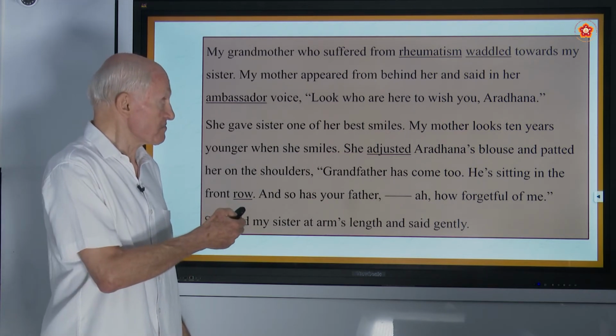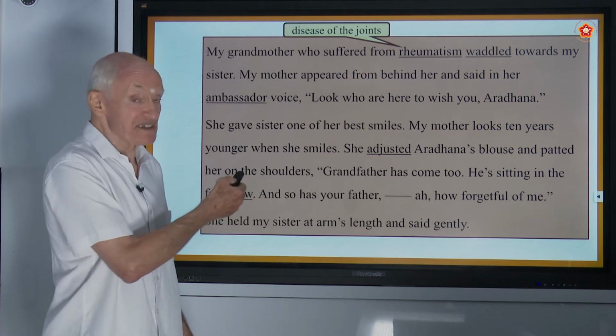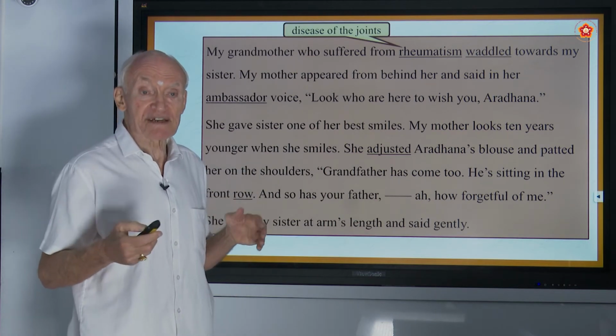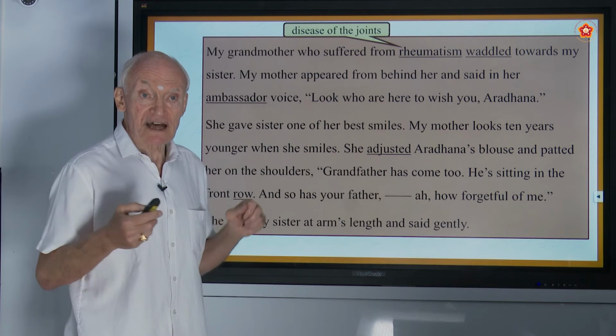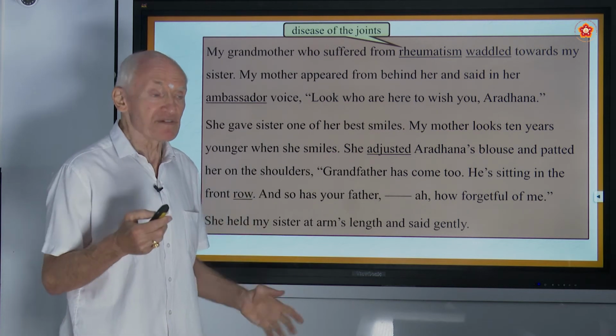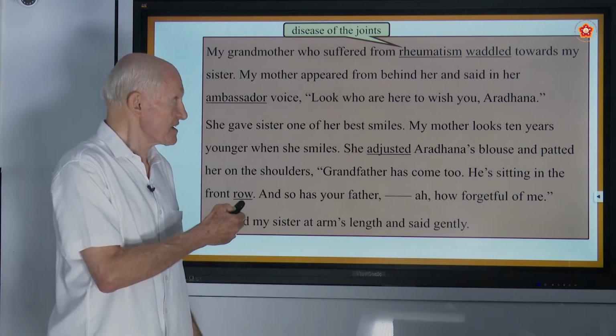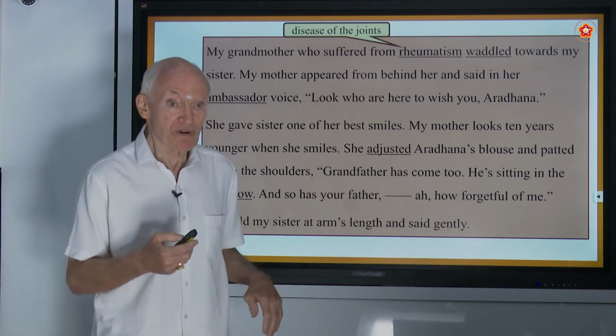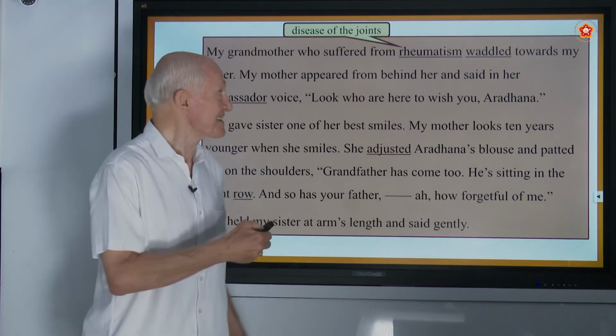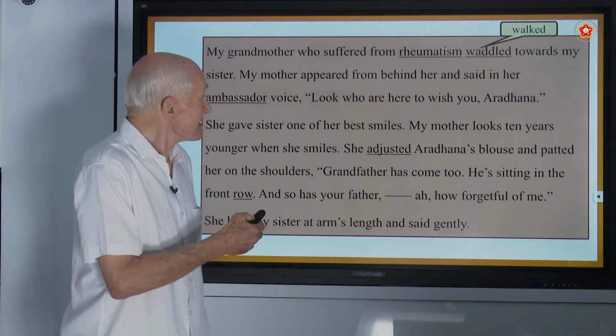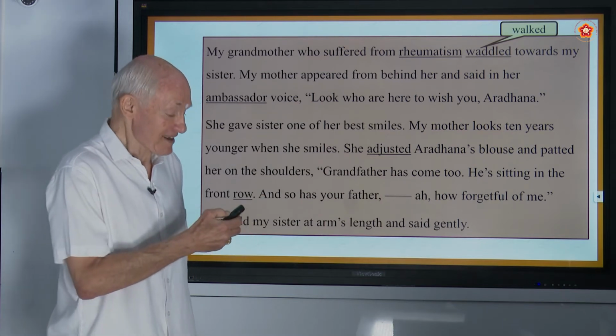But in this paragraph there's some good words. Rheumatism. You may not know what that is, but that's an inflammation of the joints. A lot of older people have rheumatism. They can't move their fingers very well. And when your hips don't move very well, you waddle like a duck. Waddled, walked. You walk like a duck.